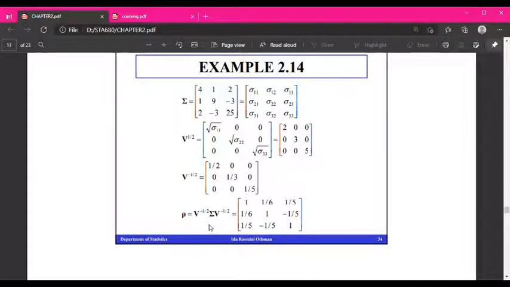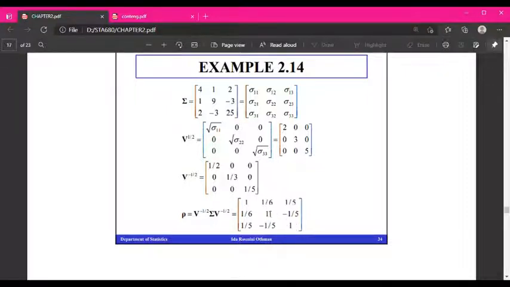Okay, so kena buat one by one lah. So you boleh gunakan your calculator. Okay, nak cepat boleh guna calculator, you boleh try buat dan you akan dapat these matrices, iaitu ianya adalah correlation matrix.